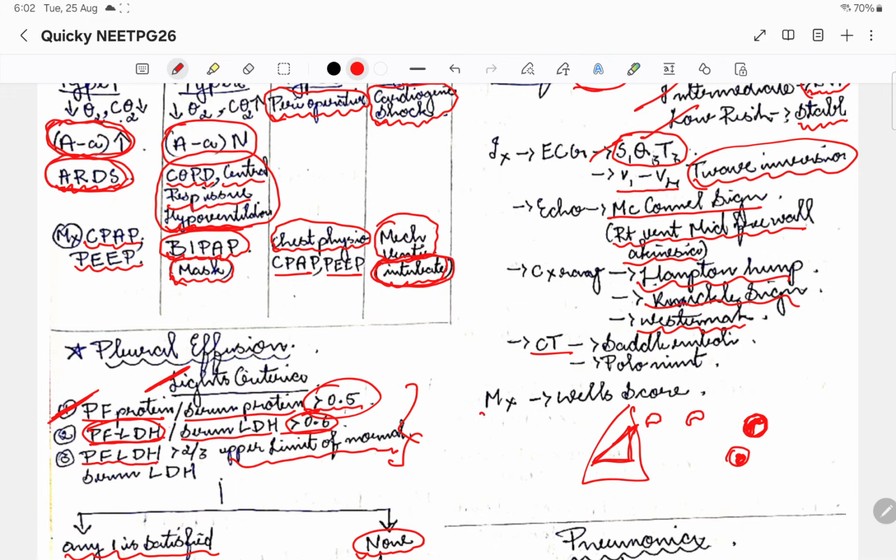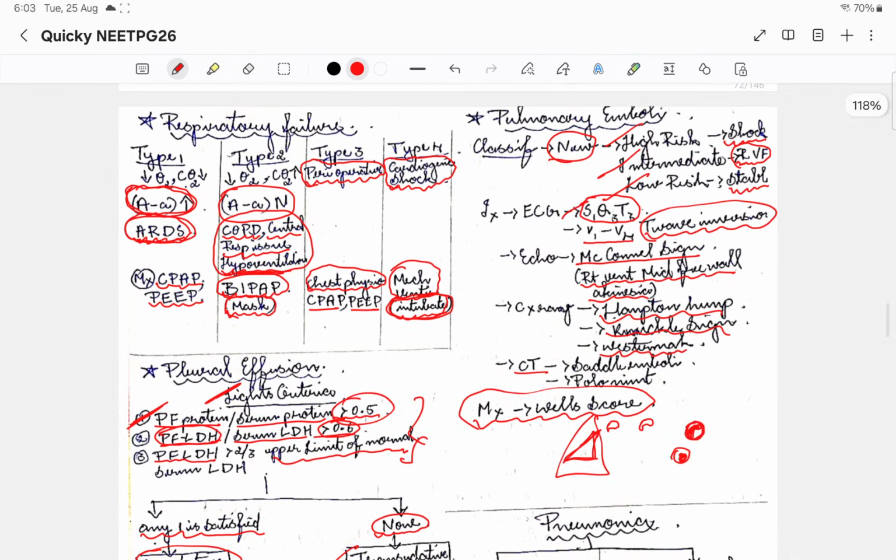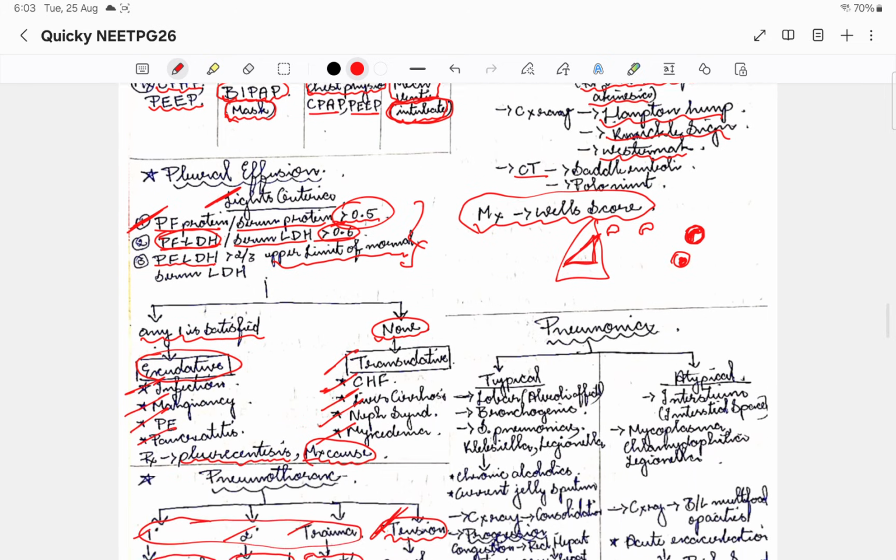Then how we manage is based on the Wells score. We also use this in DVT, right, in general surgery. So based on the Wells score is how we manage pulmonary embolism, whether to give anticoagulants and all, or IVC filters. All these things I have discussed in general surgery. Please go see that video for all the management of pulmonary embolism.